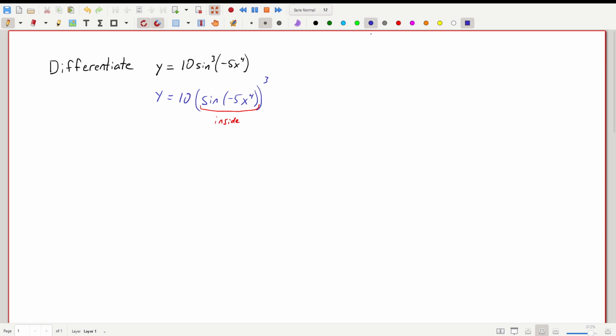So when we go to differentiate, we're going to use the chain rule. So I have 10, that's a constant multiple, so it hangs out. When I differentiate stuff to the third, I get 3 times that inside stuff squared. The inside stuff stays the same. And then I multiply by the derivative of that inside stuff.